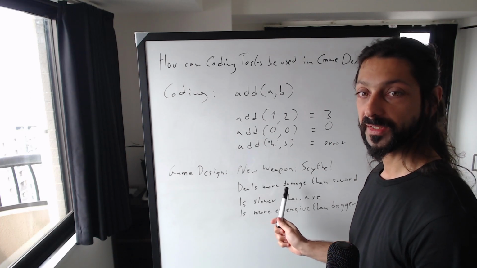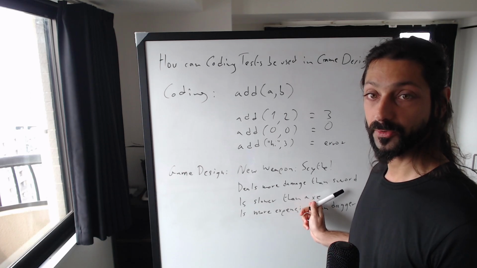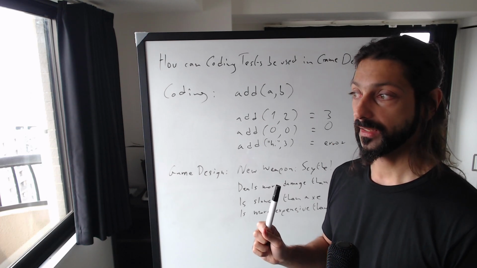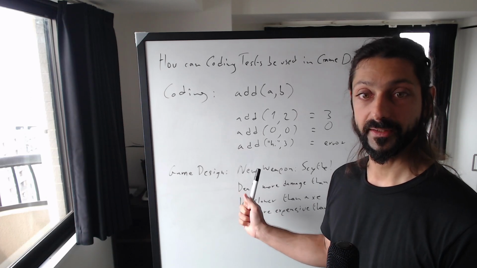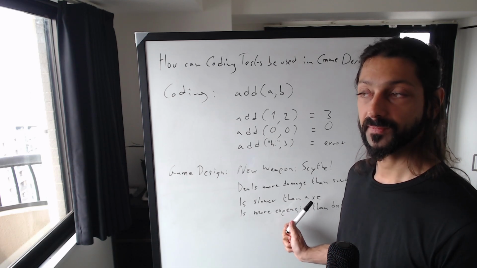So one of these tests is that the scythe deals more damage than the sword. This is one of the tests that I want to be able to do in the game, and I want it to hold true if my design is correct. Another one is the scythe is slower than the axe.